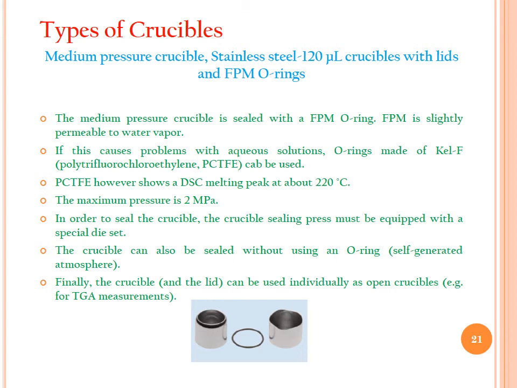Finally, the crucible and the lid can be used individually as an open crucible, for example for TGA measurement, where the temperature-time relationship is the determining factor for the particular type of material under investigation.